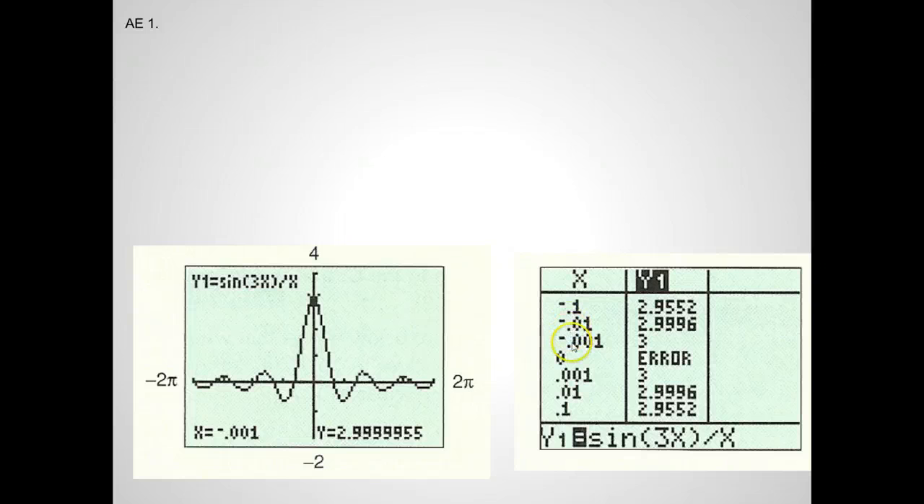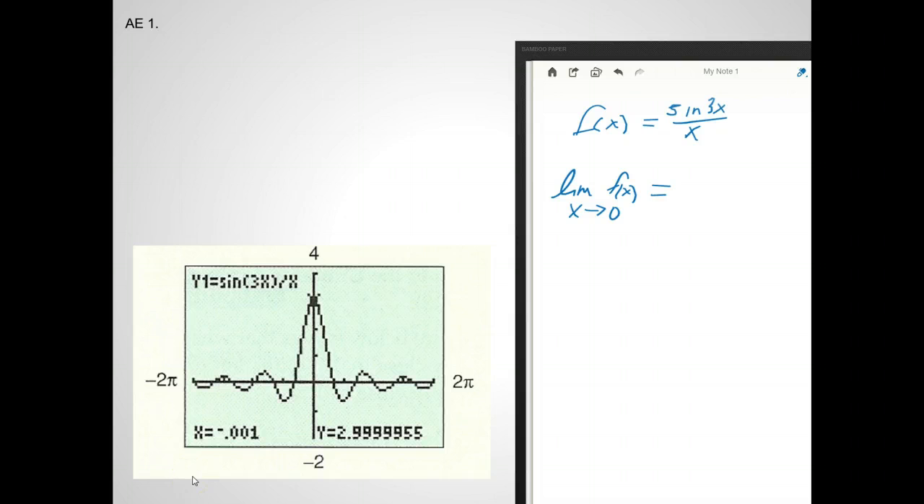So what we do, though, is we look at values close to 0, like negative 0.1, get even closer, negative 0.01, get even closer, negative 0.001. We can carry this as far as we want to before it gets tiring. And then from the other side, 0.1, 0.01, 0.001, notice we're getting closer and closer to 0. It appears that the y values from either direction are getting closer and closer to 3. So with the graph and with our table as an aid, we would say with confidence that the limit of f of x as x approaches 0, where f of x is equal to sine 3x over x, is equal to 3.